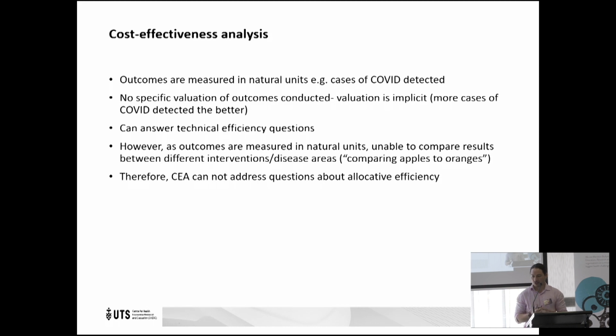But because it's measured in natural units, it does make it hard to compare these cost effectiveness results between different interventions and different disease areas. If it's, you know, $2,000 per case of COVID detected for a PCR, how do you compare that to another intervention that might look at a case of cancer detected? Can you compare those two? How do you do that? And you can't. And that's why it can't really answer that question about allocative efficiency, because those outcomes aren't measured in the same way.